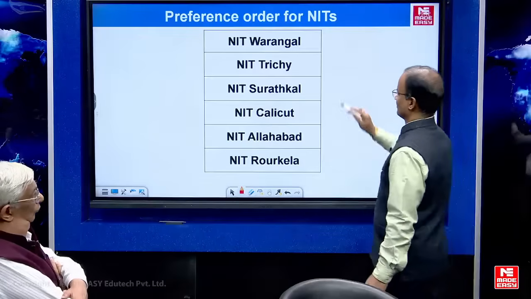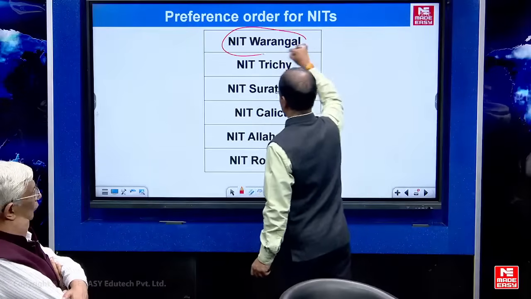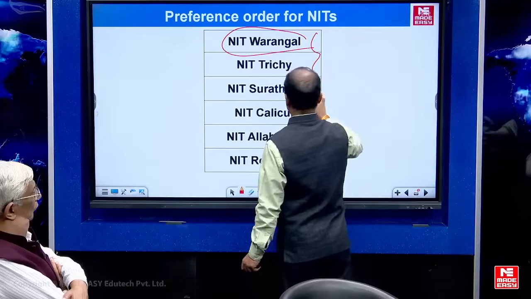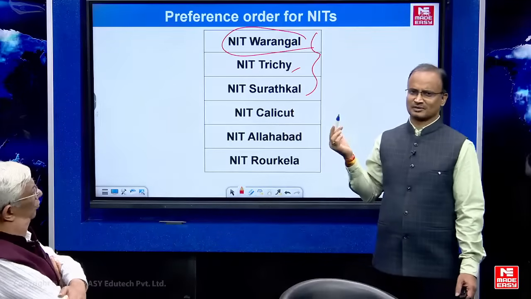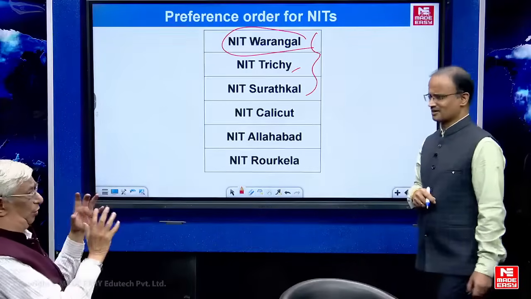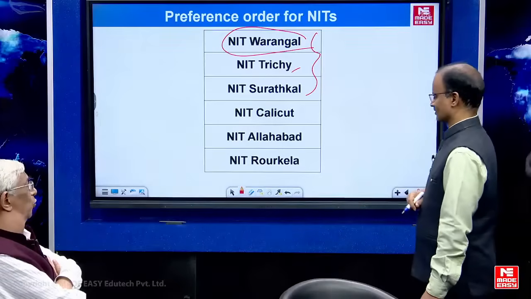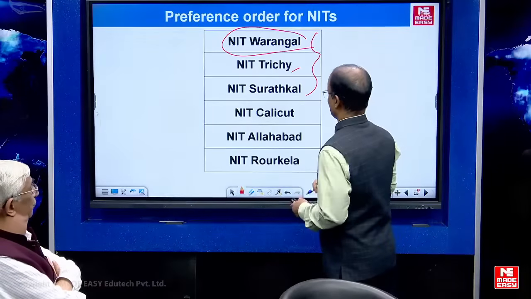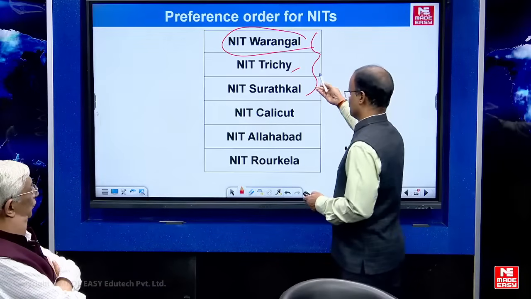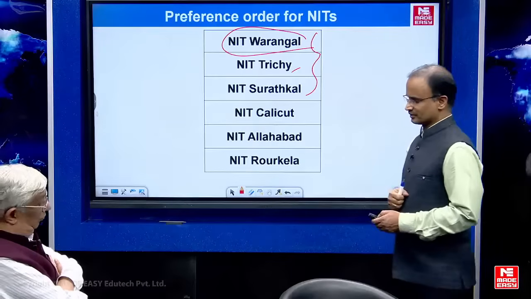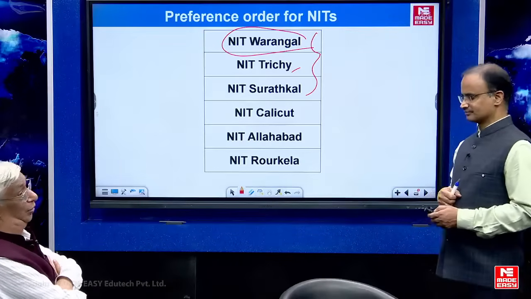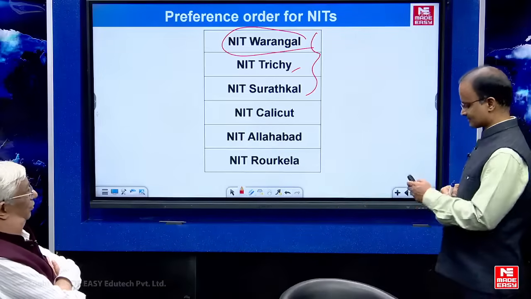So here also, among NITs, the first one is Warangal, then Tiruchi and Surathkal. For electrical also, approximately the same order. These are interchangeable, with slight variation depending on the course that you are looking at. But when compared to the new IITs, these institutes are good. At times, these are preferred by the candidates with respect to placements and academic performance.